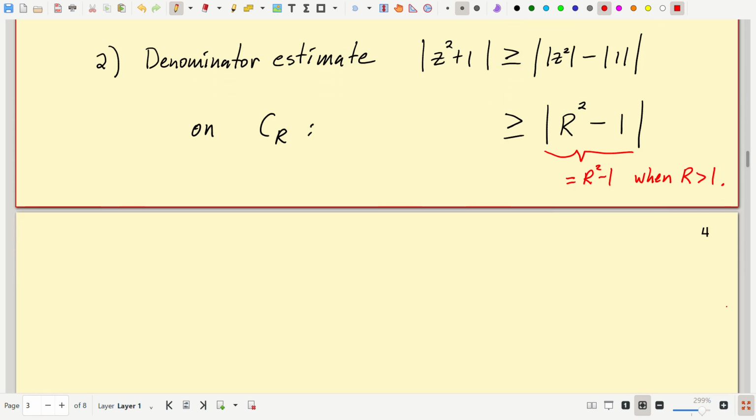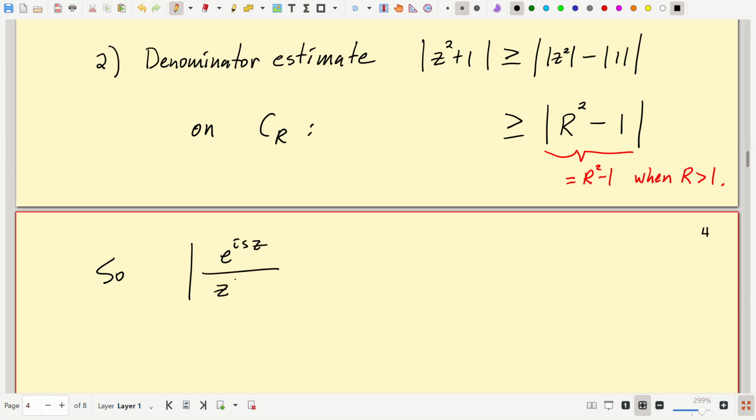So I get the basic estimate that e to the i s z over z squared plus 1 is less than or equal to, the top thing is bounded by 1, and the bottom thing is greater than or equal to r squared minus 1.